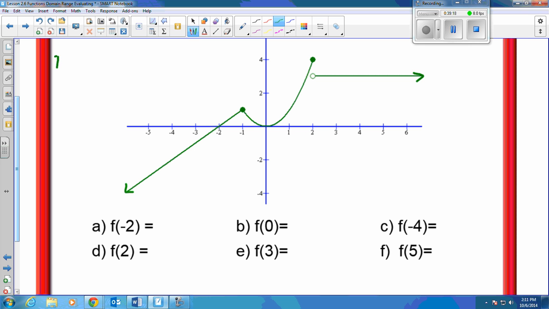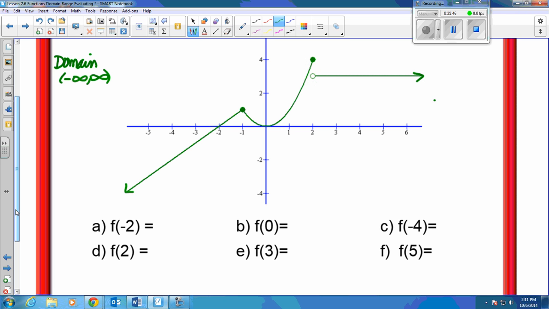So if I wanted to know his domain, the arrow on the left tells me he keeps going all the way to an x of -infinity. If I read him from left to right, -infinity up to, well, I'm looking for where he stops. Oh, I thought he stopped there, but he stops here and is filled in there. So he's still continuous all the way to infinity. There is no x value that is not included in this graph.